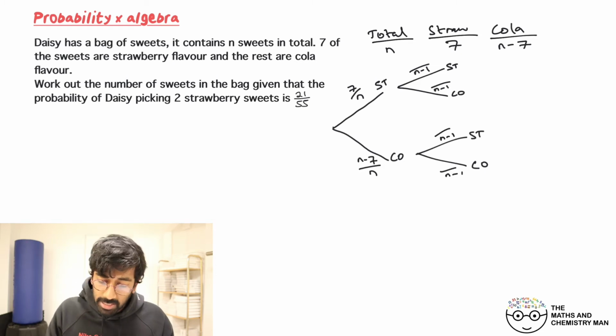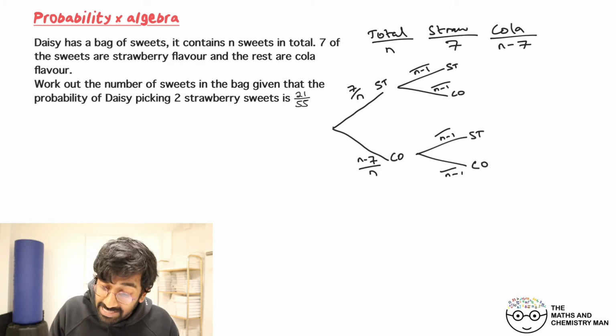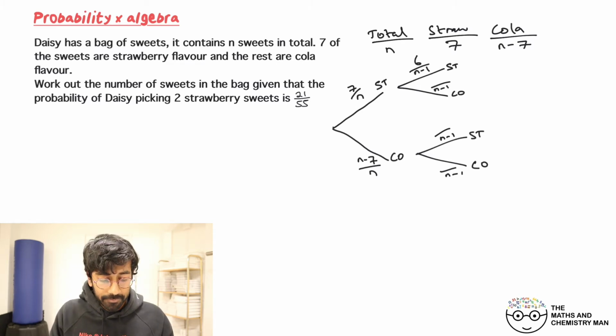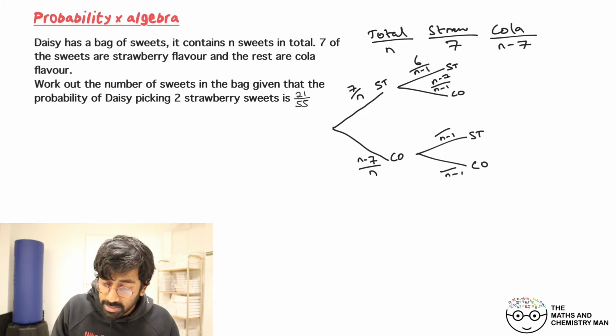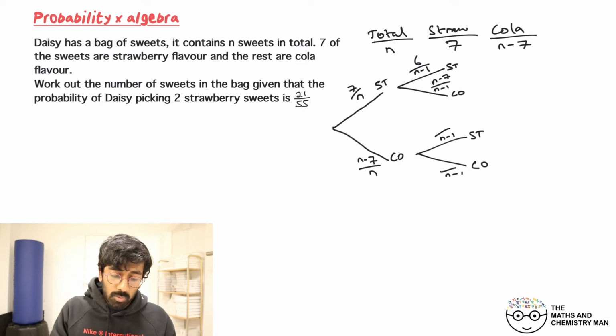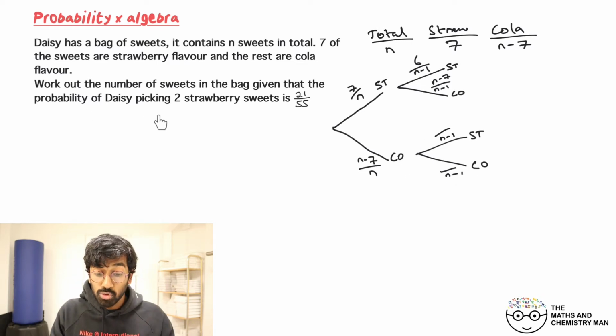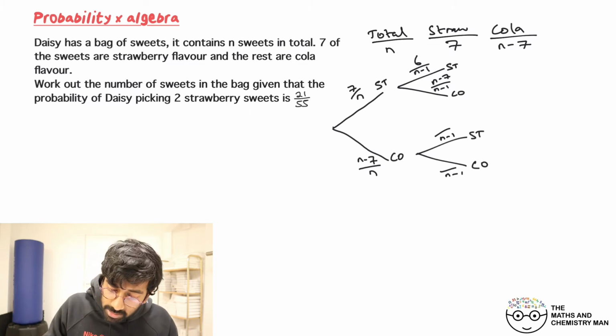Now, if we're going up this branch, as I said earlier, she's picking out a strawberry sweet. So there's now how many strawberry sweets left in the bag? There's now 6 to pick from. Did the number of cola sweets change? No. So that's still going to be N minus 7. Now, I'm not even going to bother finishing the rest of these branches. Why? Because we are told here that Daisy picking 2 strawberry sweets was a probability of 21 out of 55. So we only need the strawberry and strawberry branches of our tree diagram. So we only need this and this.